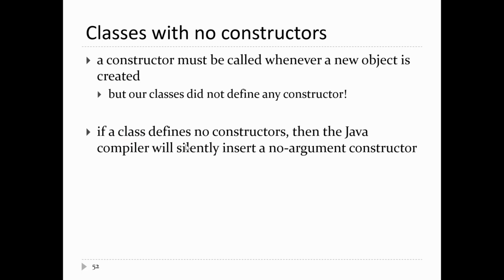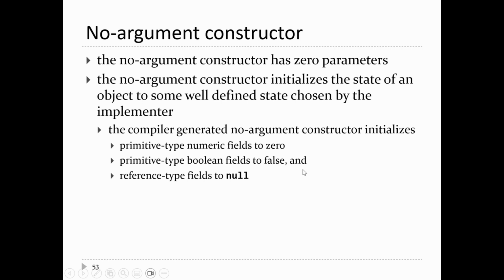If your class has no constructors in it, Java makes one for you. It sticks in the no argument constructor for you. What is the no argument constructor? It's the constructor that has no arguments, so it has 0 parameters. What is it supposed to do? It's supposed to initialize the state of an object. So if the caller is not passing in any information about the state, as the person writing the class, you have to choose what is a sensible state for your object.